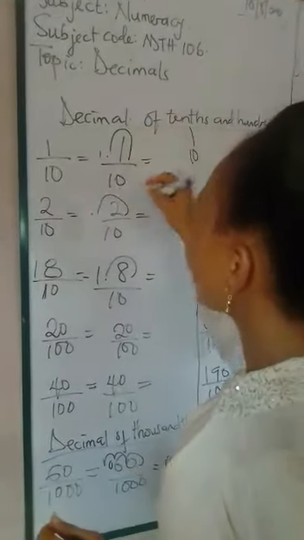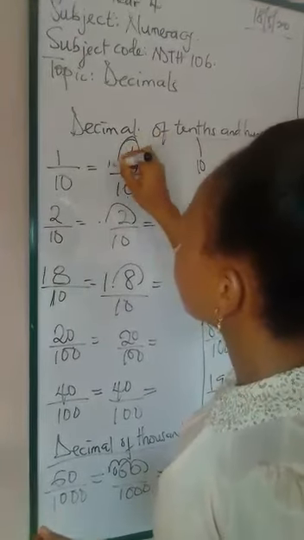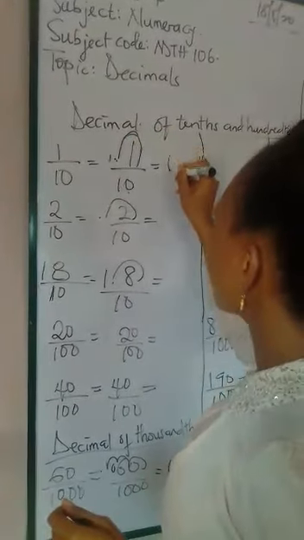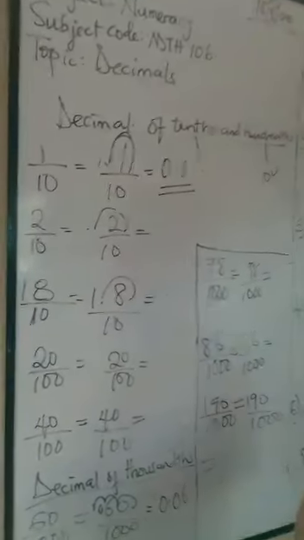So this is 1 over 10. I'll move my decimal point this way, once. So the answer becomes 0.1. That's simply your answer.